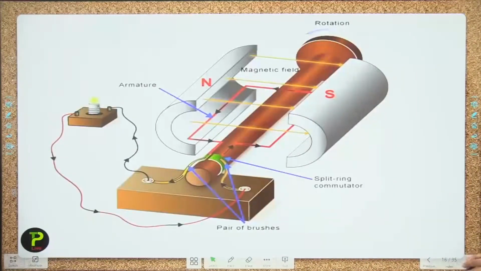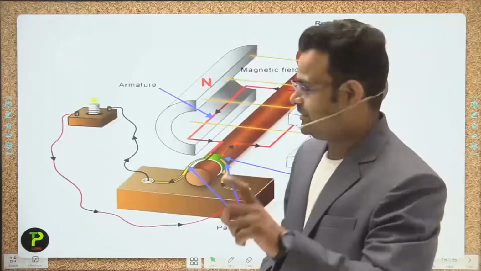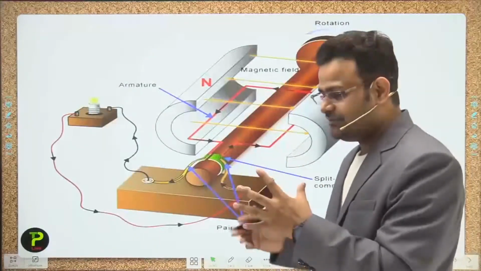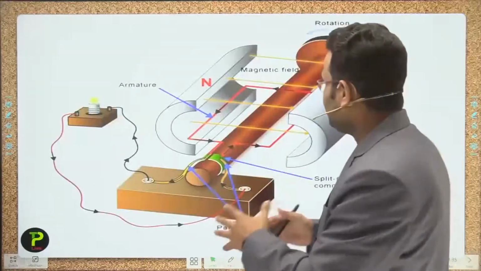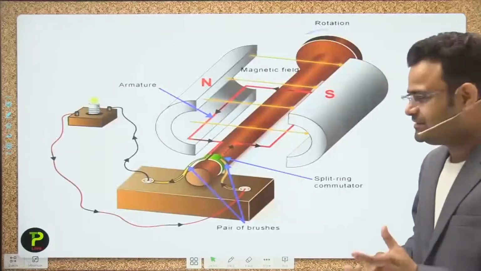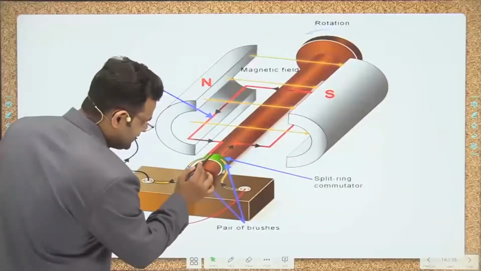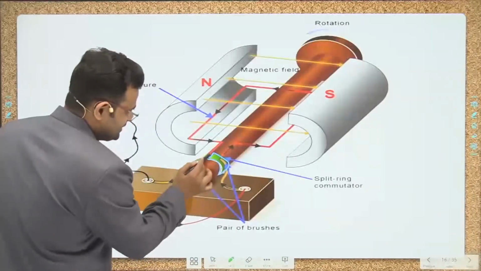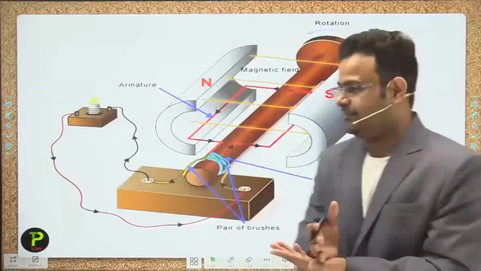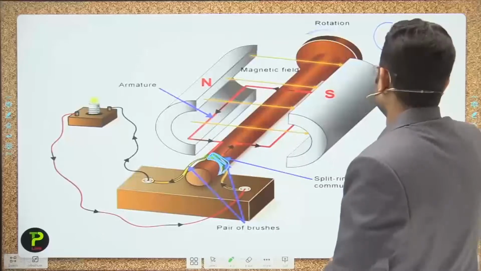Let's see, guys, what the change is between an AC generator and a DC generator. In an AC generator we focus on the slip rings, but in the DC generator the slip rings are replaced by a commutator. That is a commutator, guys. It is a split ring commutator, just like a half C, and that is the shape of a commutator.